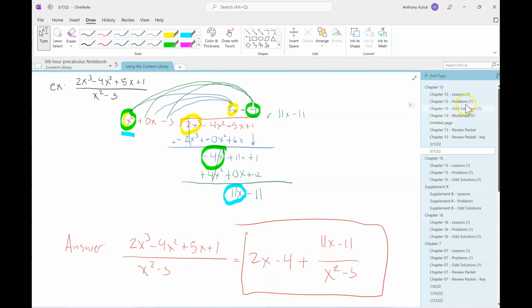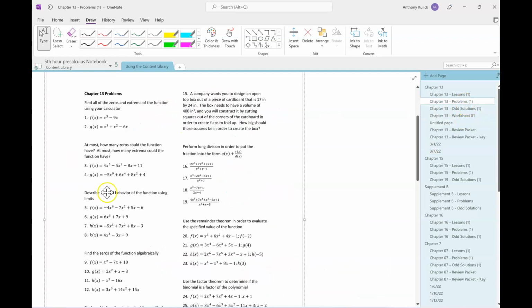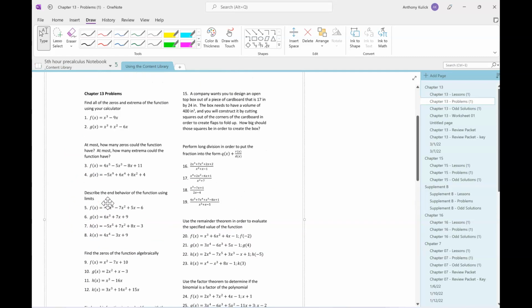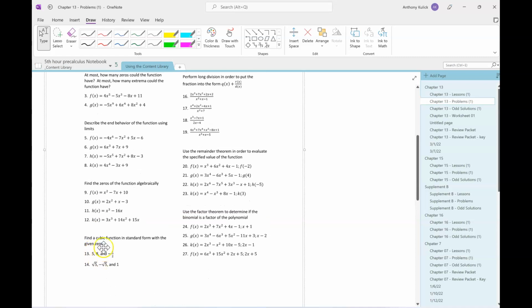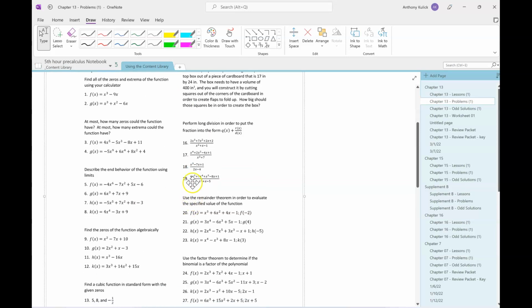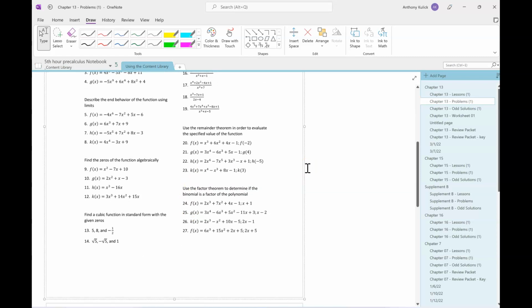So if I look at the problem set, you guys can now do 9 through 12, and can do 15 through 19. That looks good. 9 through 12, 15 through 19.